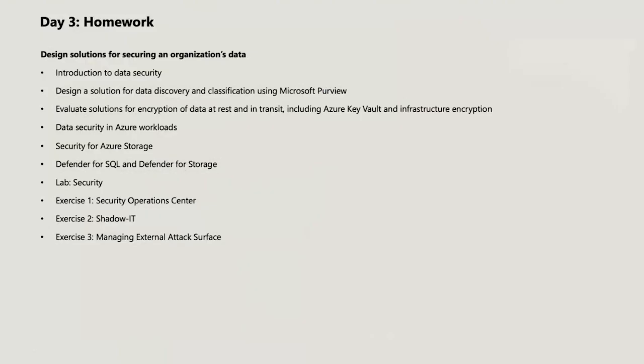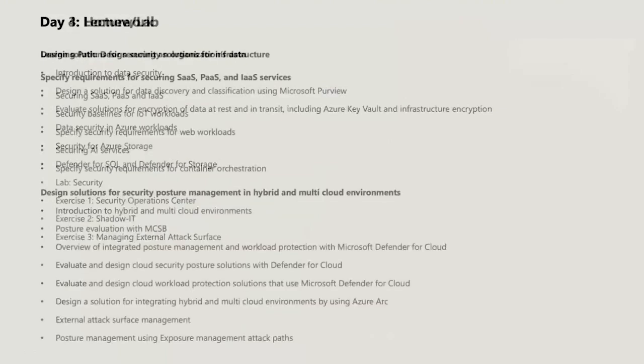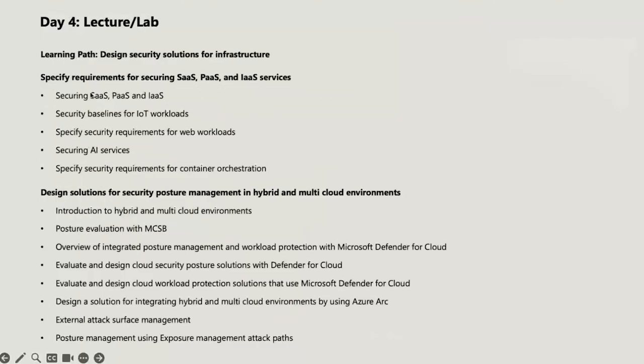All right, so let's move ahead. What we have in day 4. In day 4, we'll talk about these different topics. Specify requirements for securing SaaS, PaaS, and IaaS services. Here we talk about what kind of options we have for securing SaaS, PaaS, and IaaS services, what kind of security baseline for IoT workloads we have, specify requirements for web workloads, securing AI services, and specify security requirements for container orchestration. These are the different topics that we will cover.